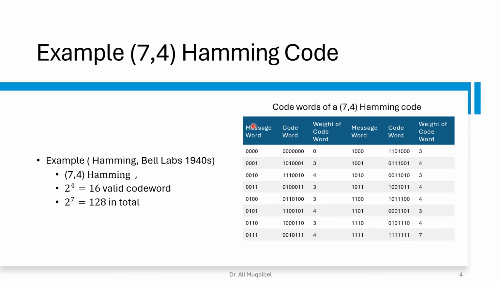The table shows you the message and the associated code words. We also show the weight of the code word, which is the number of ones. So 0, 3, 4 ones, and so on. So if you want to encode, you take 4 bits and find the proper code word for them and send the code word rather than sending the original data. This is a very popular example, which is a (7,4) Hamming code.